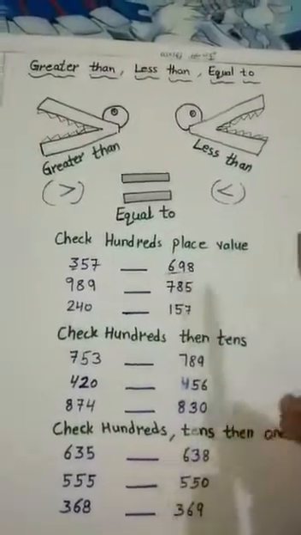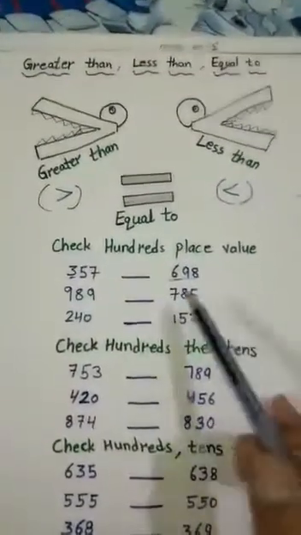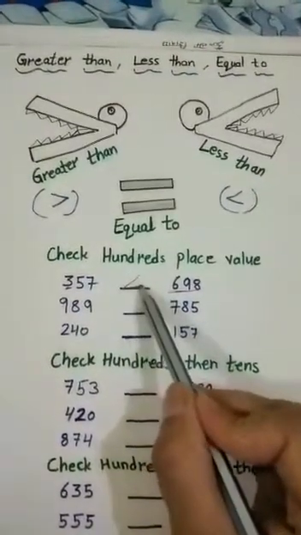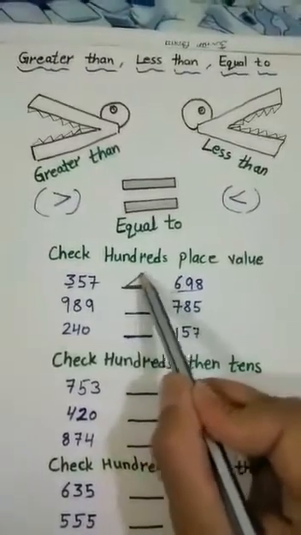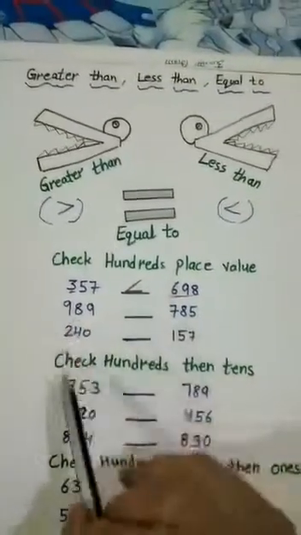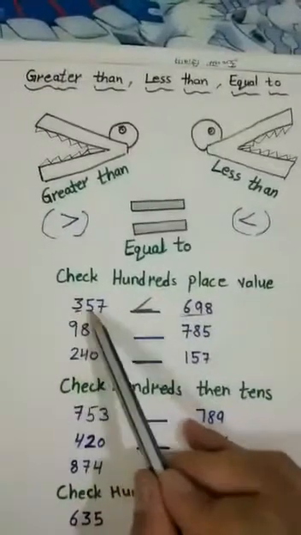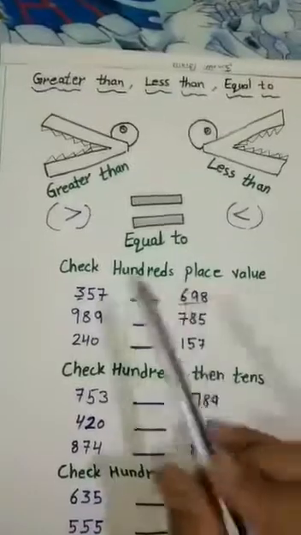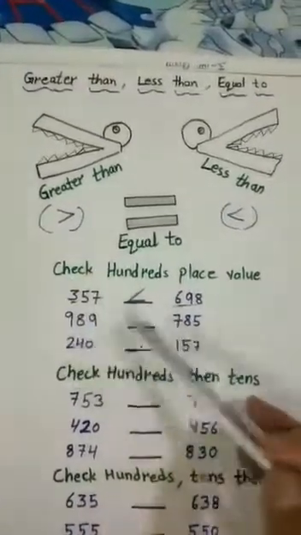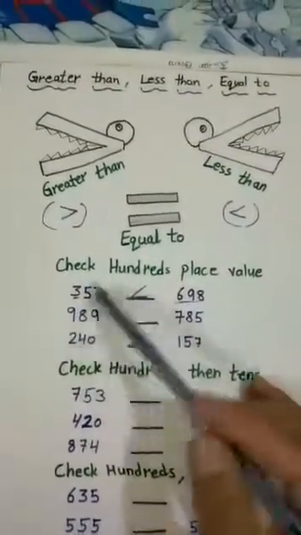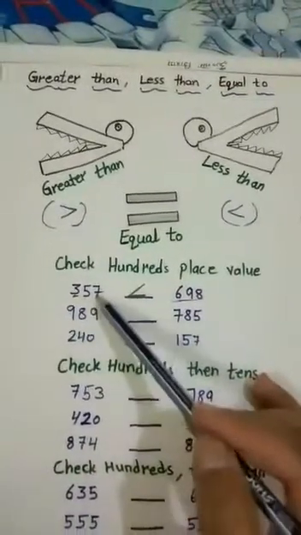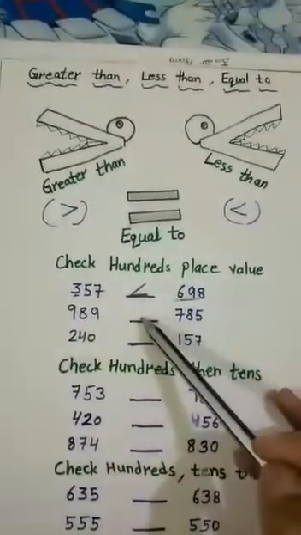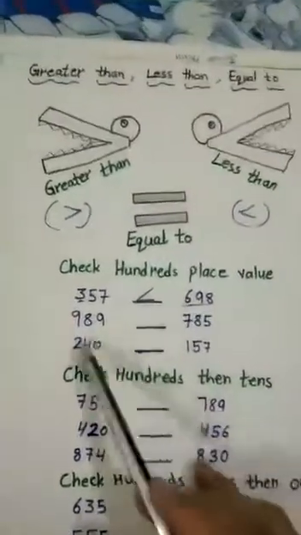It means this number is big, and you know very well the alligator wants to eat the big number. So where will the alligator open his mouth? On this side. So which sign is it? This is the sign of less than. It means you can read it as 357 less than 698. So dear students, you have to put the sign according to the numbers. If it is less than, then you write the less than sign. If it is greater than, then you use greater than. Okay, now focus over here.